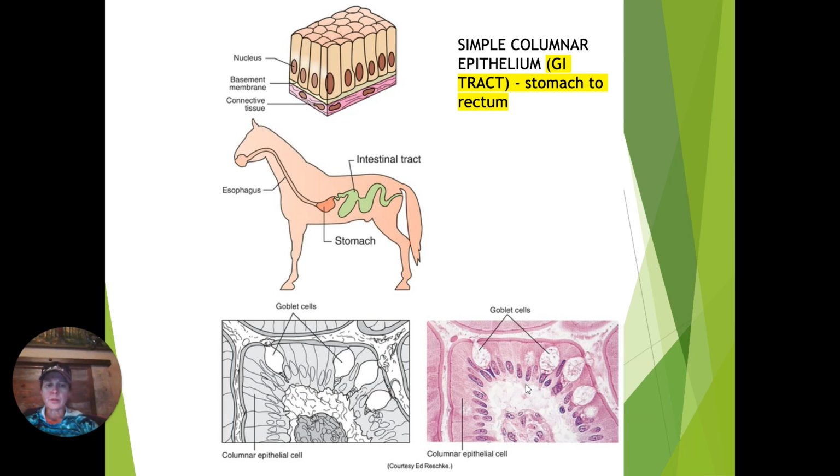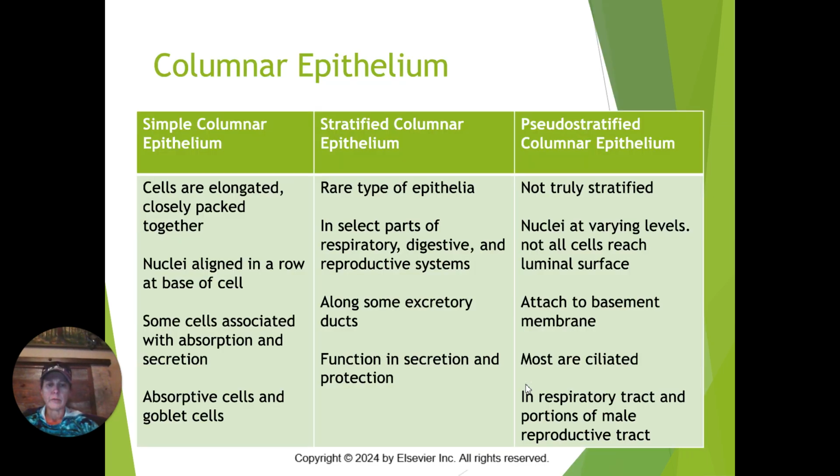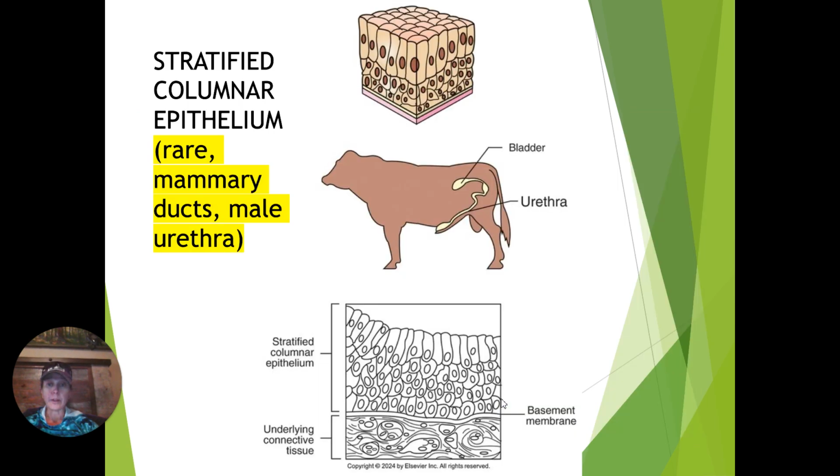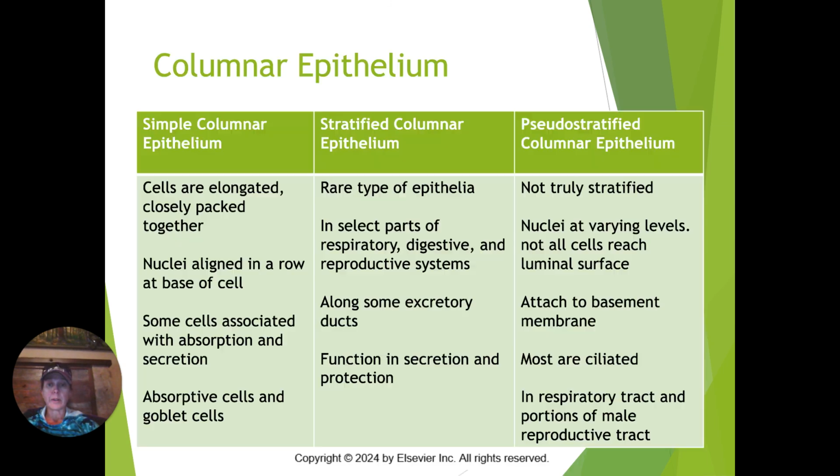And these goblet cells are super important in the production of mucus. Moving on to the stratified columnar, which we don't find very much of. So mammary ducts, and in some species in the male urethra, is where we'll have the stratified columnar. Again, the thing that makes them columnar is the shape, whereas with stratified squamous epithelium, we will have those flat layers of cells. The urethra is really the one that we'll think of in terms of that stratified columnar epithelium.